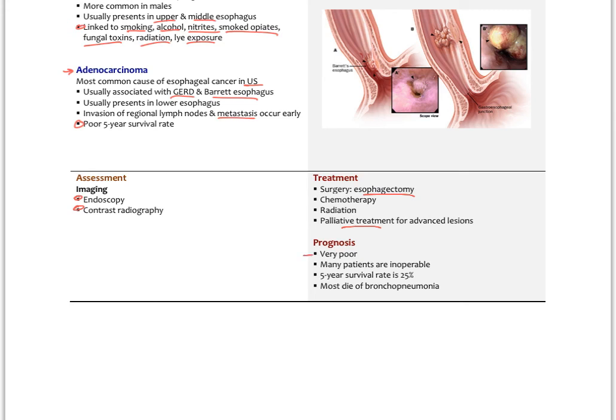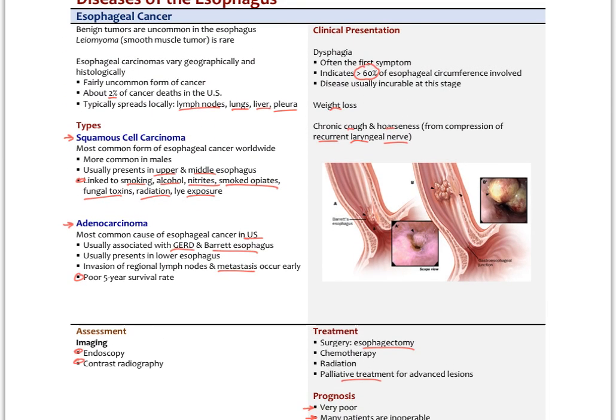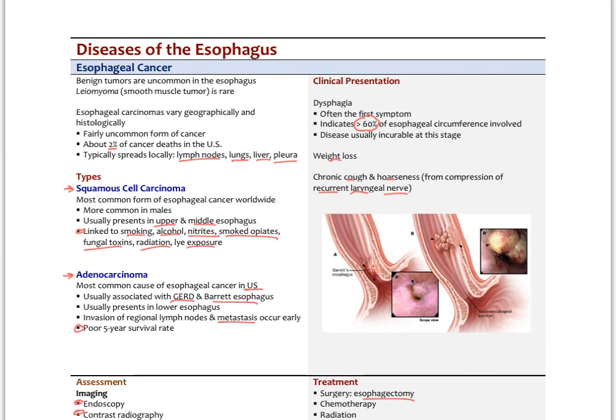Very poor prognosis. Many patients are inoperable by the time they're diagnosed, and the 5-year survival rate is only 25%. Most patients will die of bronchopneumonia. That's the proximal cause of death. So again, here, early detection is the best. This is my final plug for why we are concerned about chronic GERD and why we want to make sure we properly assess that. So that is a summary of your upper GI disorders. The first part here, I'm going to jump into the stomach in the next video.